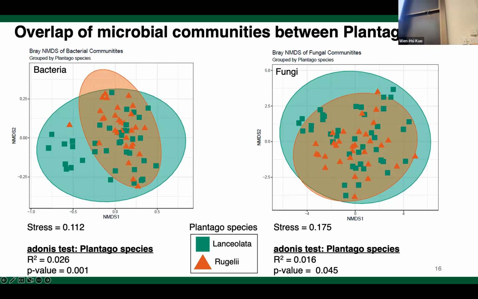Right now, this is just for the Plantago species, designated with this green square for lanceolata and this orange triangle for Buguy. Looking at the bacterial and fungal communities, we do see that there is overlap of the microbial communities of these two species, with at least lanceolata seeming to have a broader range, and Buguy having a smaller range that's kind of nested within the lanceolata community. Looking at Adonis tests, so permanovas, to confirm whether Plantago species is a good predictor of the differences between these two groups, so far it seems that, yes, these do seem to be significant.